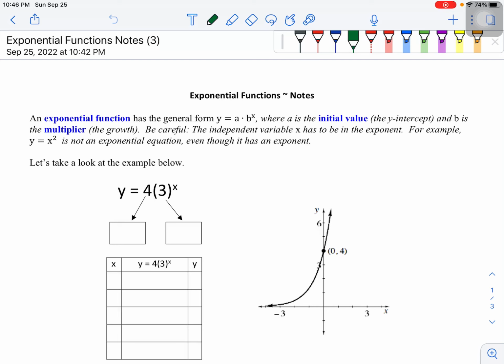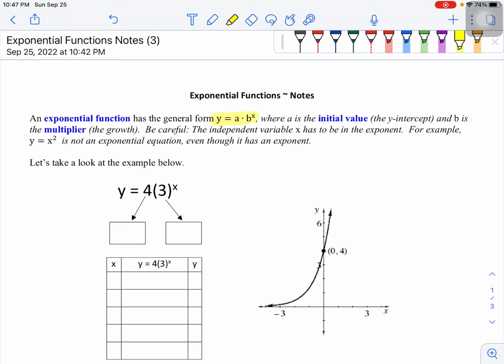Okay, today we're talking about exponential functions, and it has a general form, and it's y equals ab to the x. And a is going to be your initial value. It's actually your y-intercept. It's the starting value that they give you, especially when we're talking about word problems below. And b is going to be the multiplier, how it grows. Okay, does it triple? Does it double?